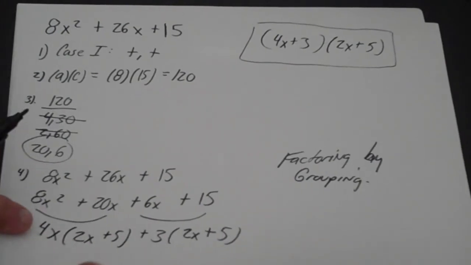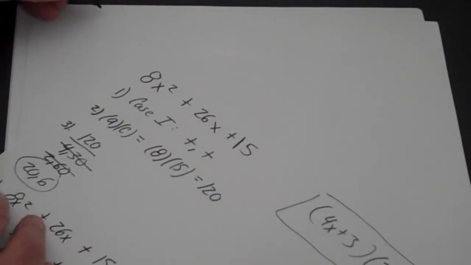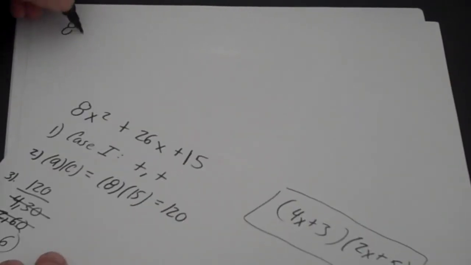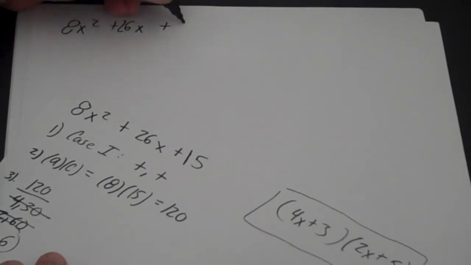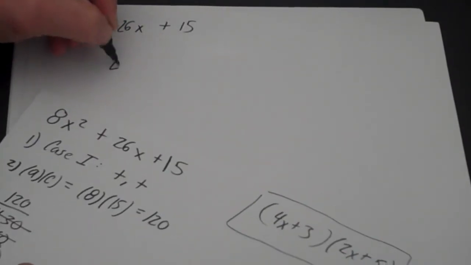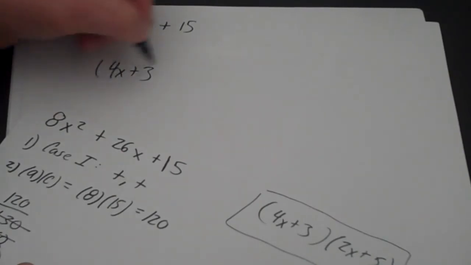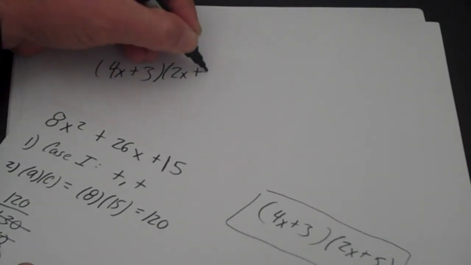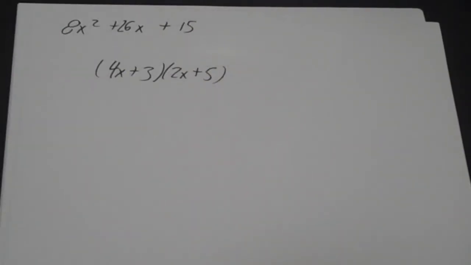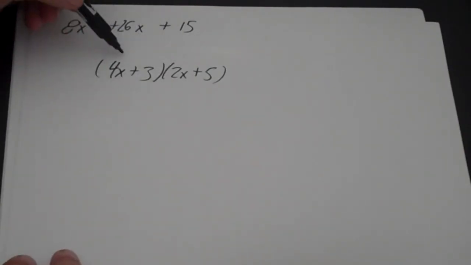Now it's fairly easy to check your answer here. The original problem was 8x squared plus 26x plus 15, and our purported answer is 4x plus 3, 2x plus 5. To check to see if this is right, you simply FOIL the problem out and see if you get 8x squared plus 26x plus 15.